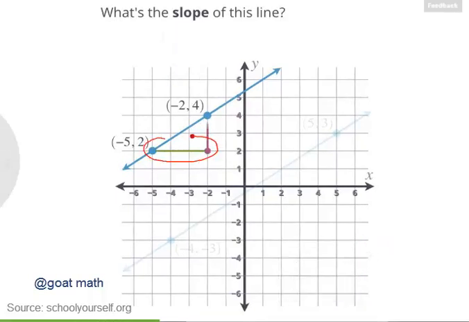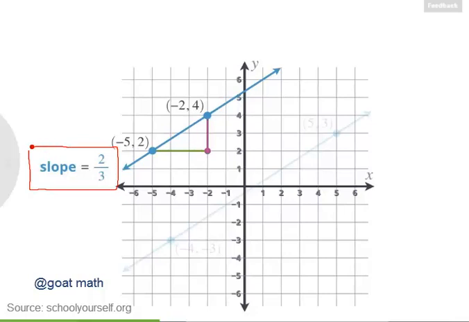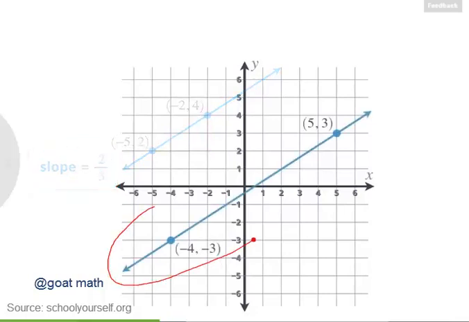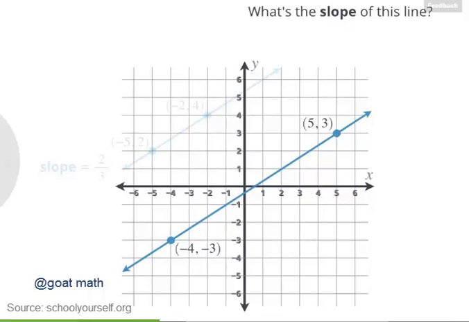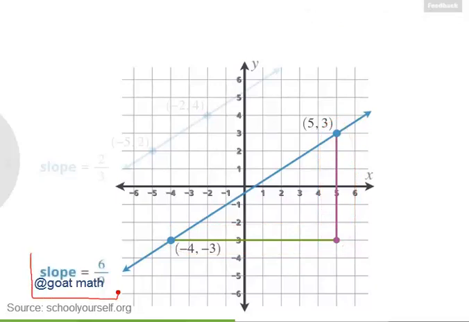Exactly, the horizontal distance is +3 and the vertical distance is +2, so this slope is 2/3. Next, let's look at the line down here. Try calculating the slope of this line. Right, the horizontal distance is +9 and the vertical distance is +6, so this slope is 6/9. And we can simplify this fraction. 6/9 is the same thing as 2/3.